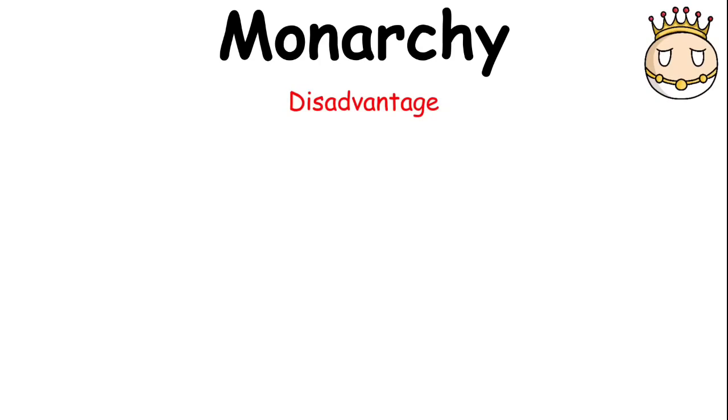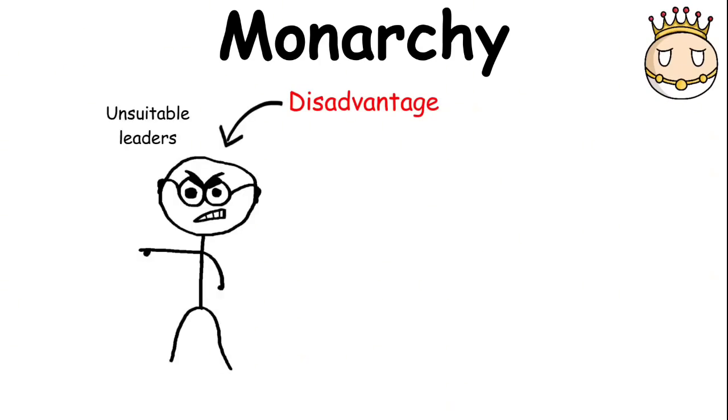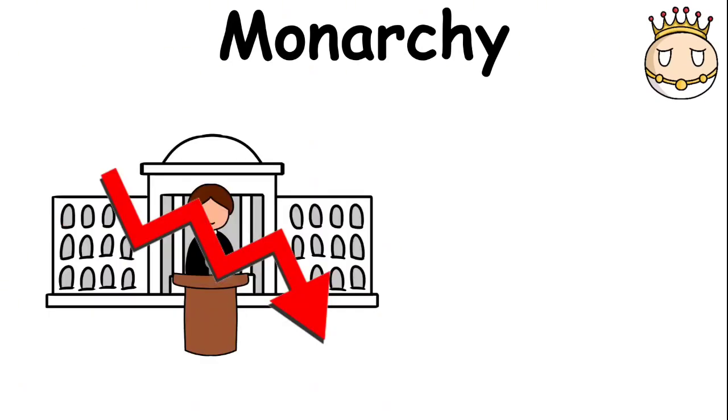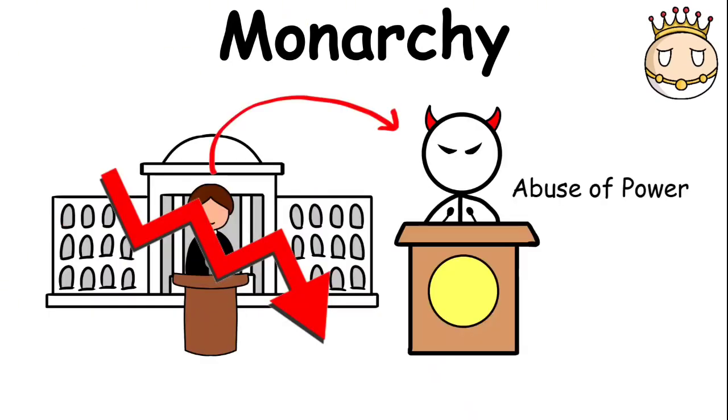The disadvantage of a monarchy is that it can lead to unsuitable leaders who came to power because they were the heirs. This often leads to a lack of democratic governance and the potential for abuse of power.